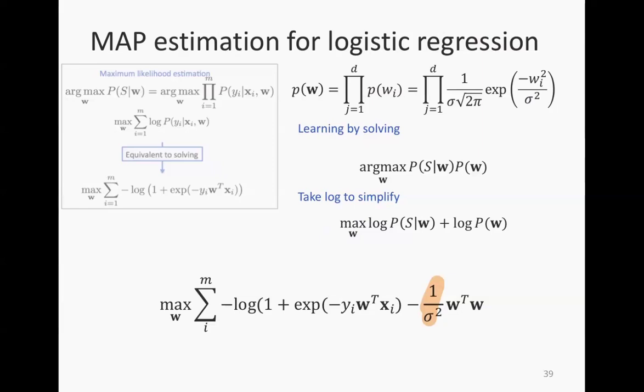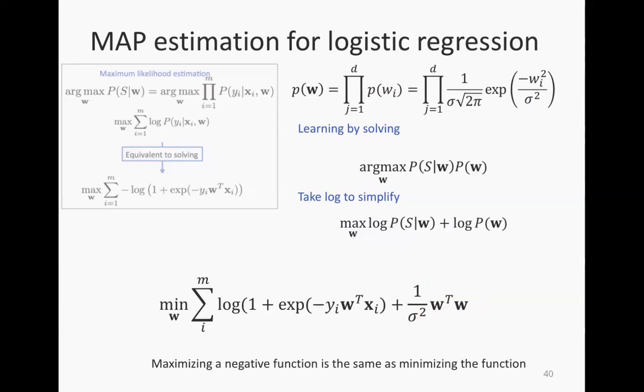Now I can move out the minuses and convert the max into a min. And now I have an expression that must look awfully familiar. I'm minimizing the sum over the logistic loss plus some constant 1 over sigma square times w transpose w.